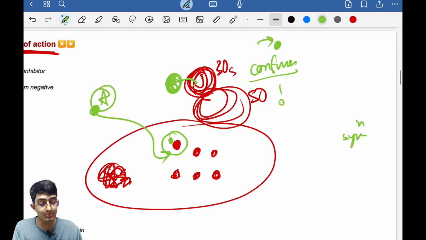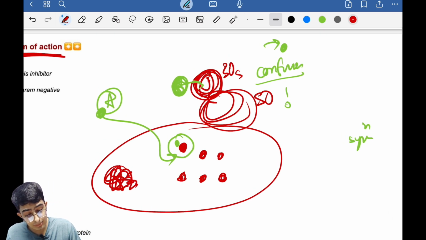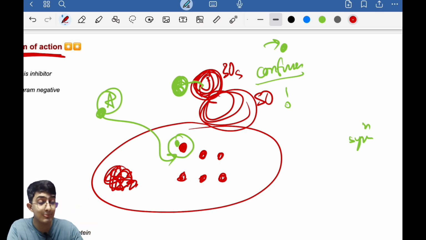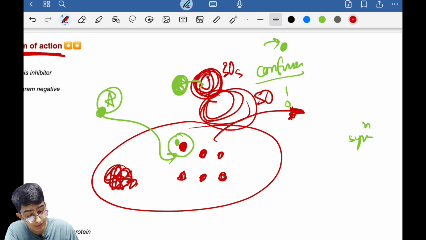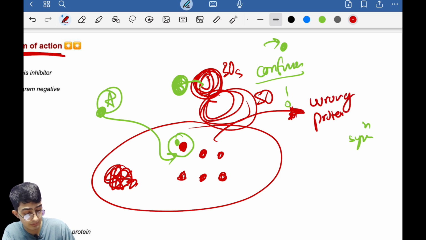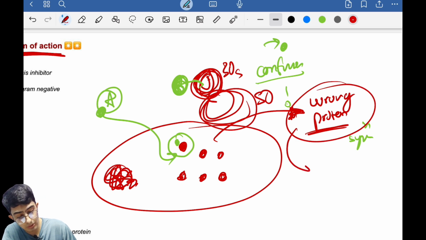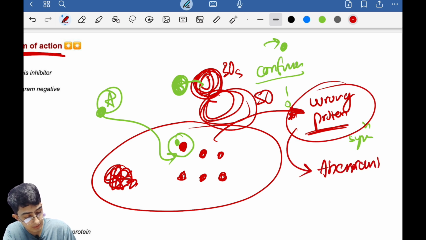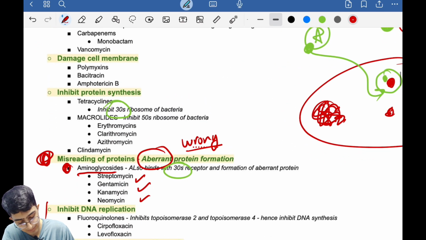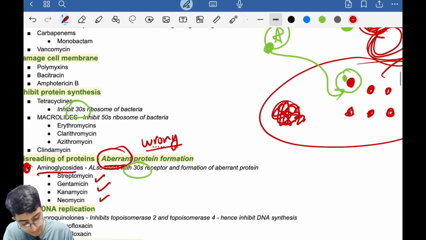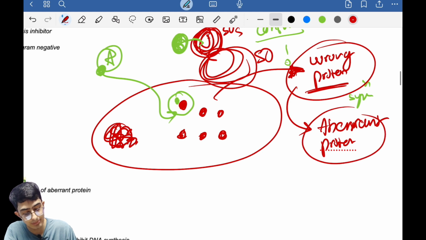So the function of the ribosome is to make proteins, right? So whenever the ribosome is confused, instead of making the right protein, it instead produces the wrong protein, right? And this wrong protein is also called aberrant protein, right? Here's the spelling, aberrant protein, right? Aberrant, A-B-E-R-R-A-N-T, right? Aberrant protein.